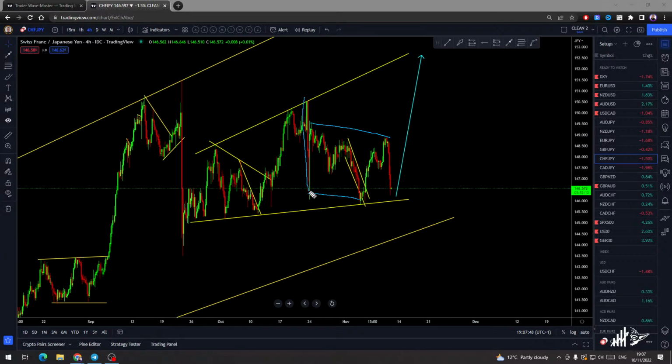Impulse down, running flat over there. This is the running flat. Went lower. This everything together, 1, 2, 3 correction for more upside, breaking the top and then go lower.